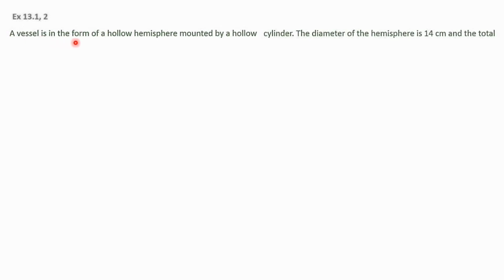Move on to question number 2. Question is, a vessel is in the form of a hollow hemisphere mounted by a hollow cylinder. The diameter of the hemisphere is 14 centimeter and the total height of the vessel is 13 centimeter. Find the inner surface area of the vessel. Let's go through the question again. A vessel is in the form of a hollow hemisphere mounted by a hollow cylinder.